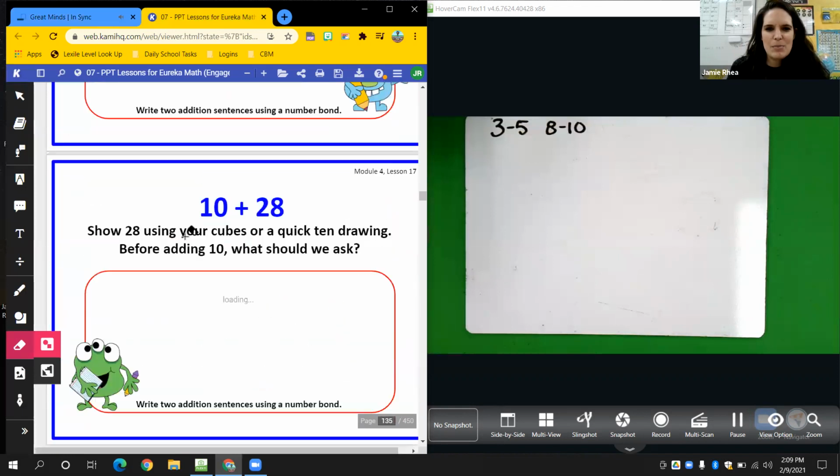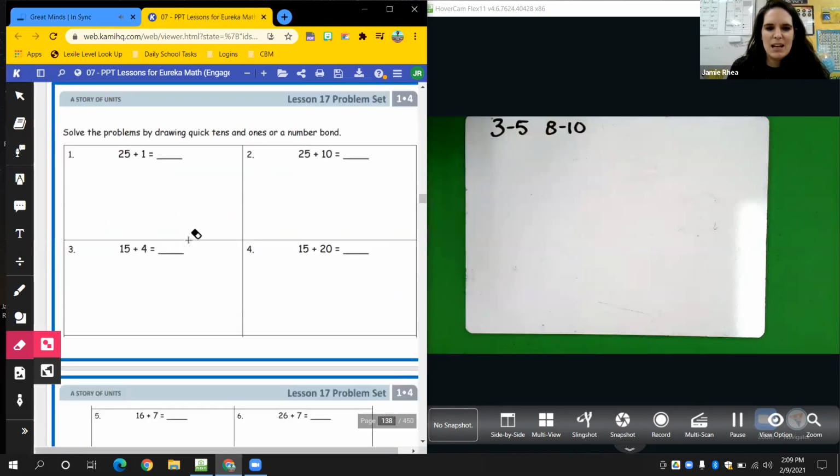Okay, so let's slide past all this. Let's go down to our problem set. All right, let's look and see what our problem set says. Problems by drawing quick tens and ones or a number bond. You don't have to do both, but you do have to do one of them, okay? I would suggest doing whichever one is going to be the easiest for you, okay?